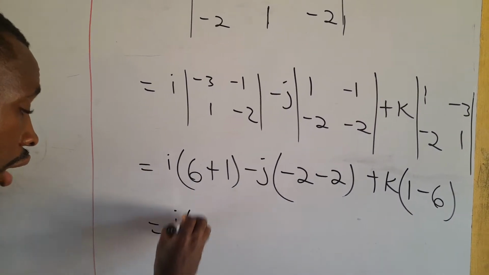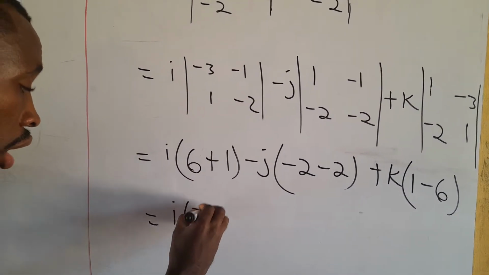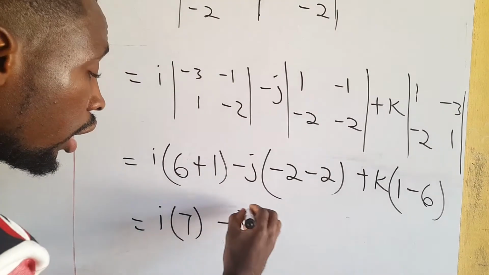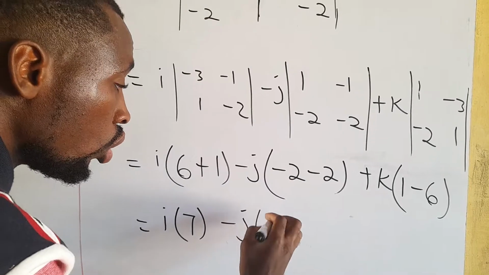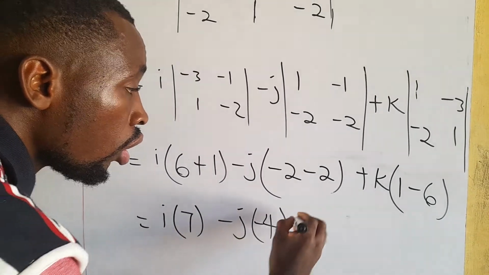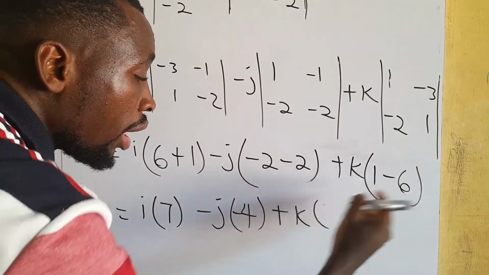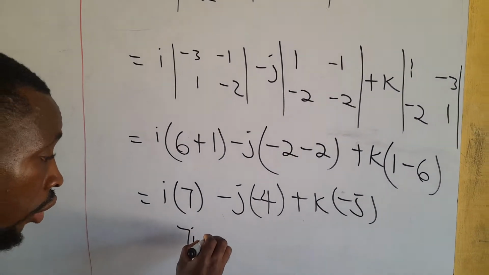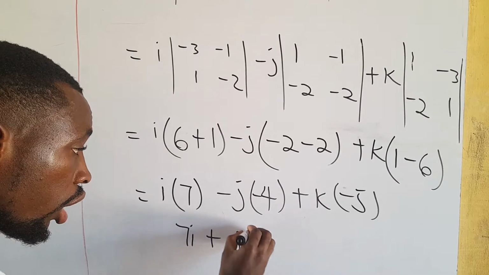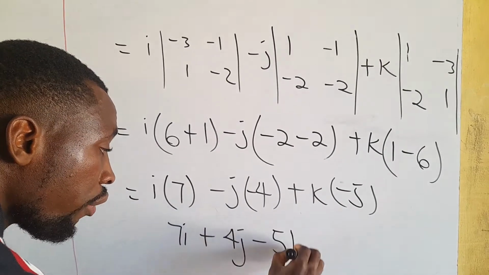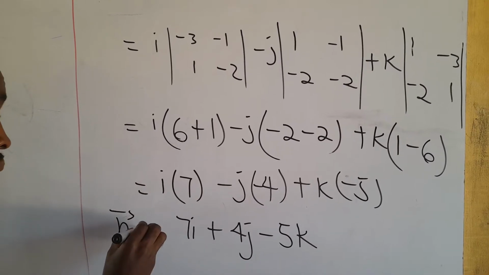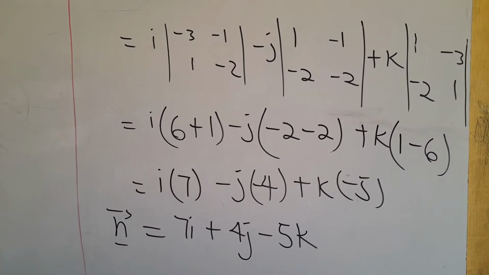We have i, 6 plus 1 is 7, then minus j, negative 2 minus 2 is negative 4, plus k, 1 minus 6 is negative 5. So we get 7i plus 4j minus 5k. Then this becomes our normal vector.